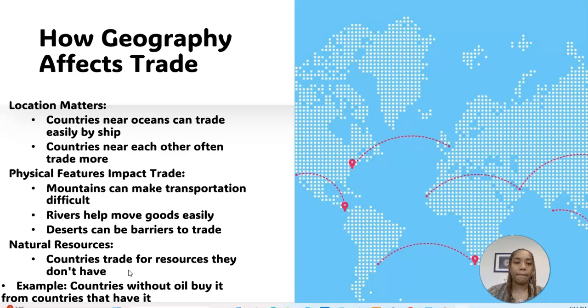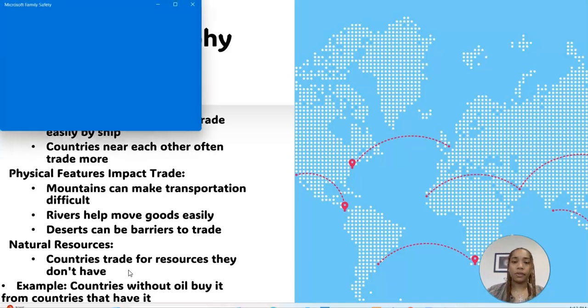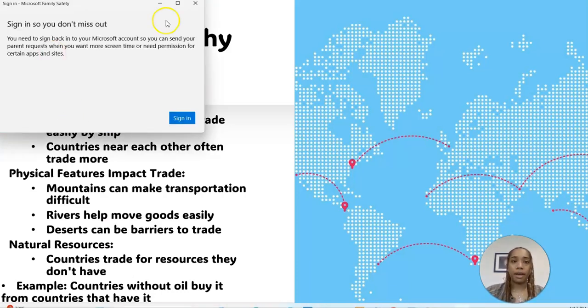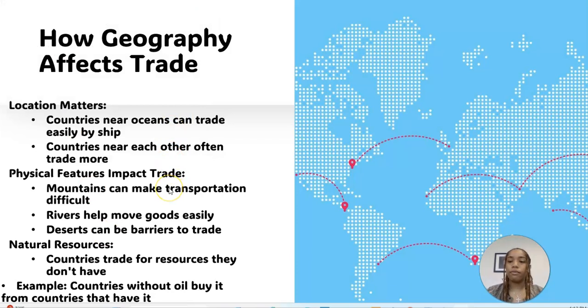Physical features impact trade. Mountains can make transportation more difficult. So if there's a mountain between two regions, it might make it more difficult for trade to happen between regions on opposite sides versus it being a flat plain.